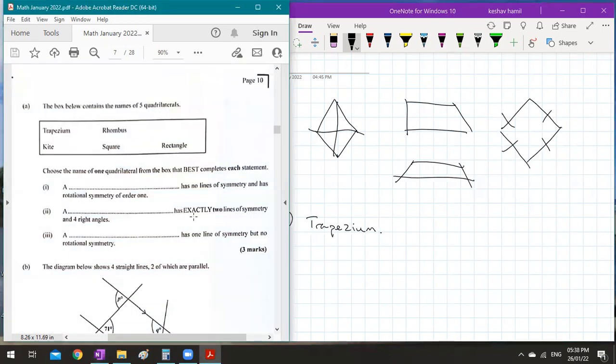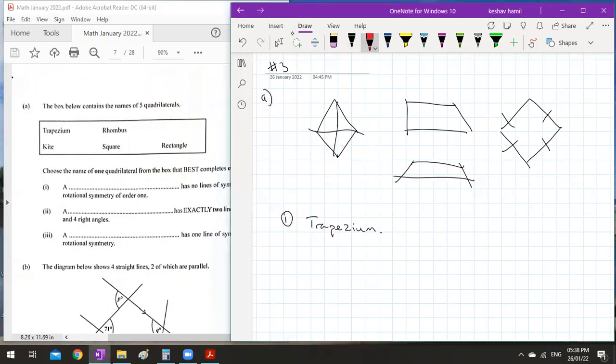If something has exactly 2 lines of symmetry and 4 right angles. Now, with a rhombus, we'll have this, this, and that. A square is the same thing, with diagonal lines, but a rectangle has 2 lines of symmetry. Right, so the answer for part 2 is a rectangle.